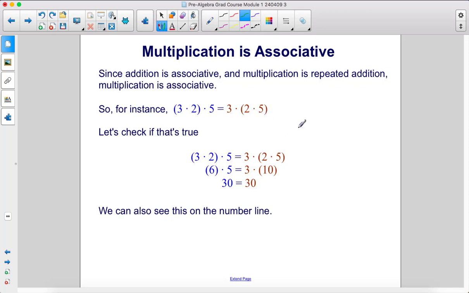Let's check if that's true. Well, 3 times 2 is 6. 6 times 5 is 30. And over here, we have 3 times 2 times 5. So we'll do this first, right? PEMDAS, we do parentheses first. 2 times 5, 2 groups of 5 is 10. Times 3, 3 groups of 10 is 30. Yes, it's true. And we can also see this on the number line.